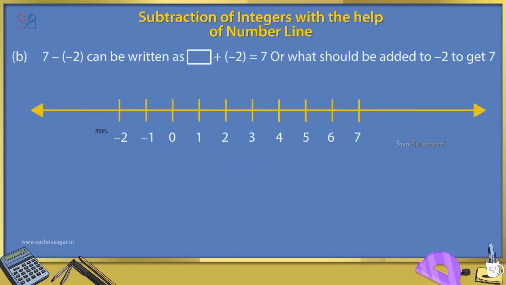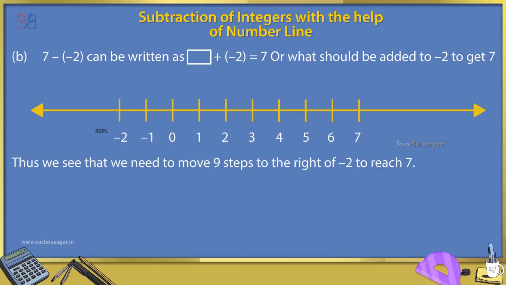B, 7 minus (-2) can be written as __ plus (-2) is equal to 7. Or, what should be added to -2 to get 7? Thus, we see that we need to move 9 steps to the right of -2 to reach 7. Therefore, 7 minus (-2) is equal to 9.